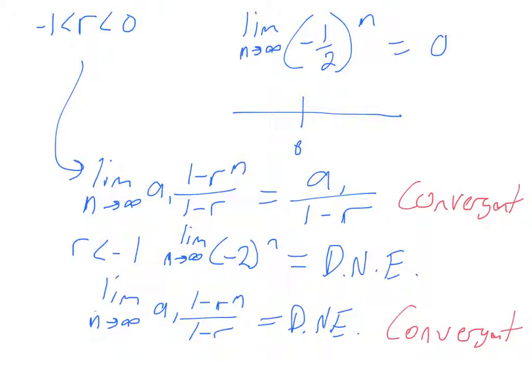So, to sort of break this down and summarize it, right? We know that if r is between negative 1 and 0, it converges. If r is between 0 and 1, it converges. So a way to capture all that, we could either say if r is between negative 1 and 1, or we could say if the absolute value of r is less than 1, which captures everything between negative 1 and 1, then the geometric series will converge.